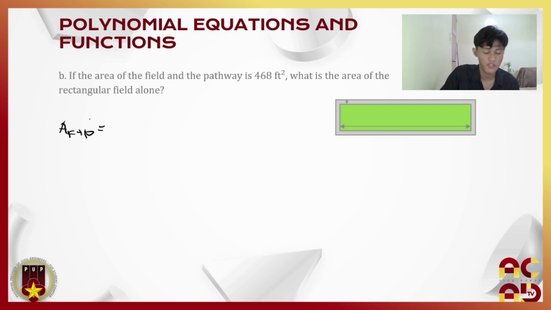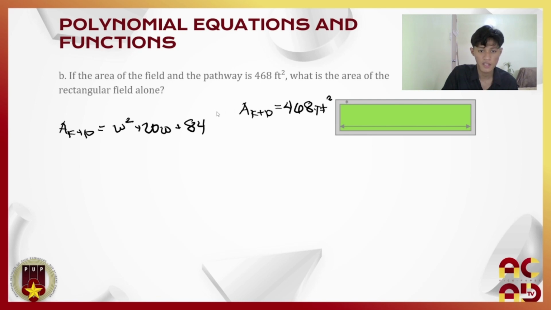And then yung function na nakuha natin, which is w squared plus 20w plus 84. So it is said na ang area daw ng field and the pathway is 468. So ang area ng field plus the pathway is 468 feet squared. So pinapahanap sa atin yung area ng rectangular field lang.